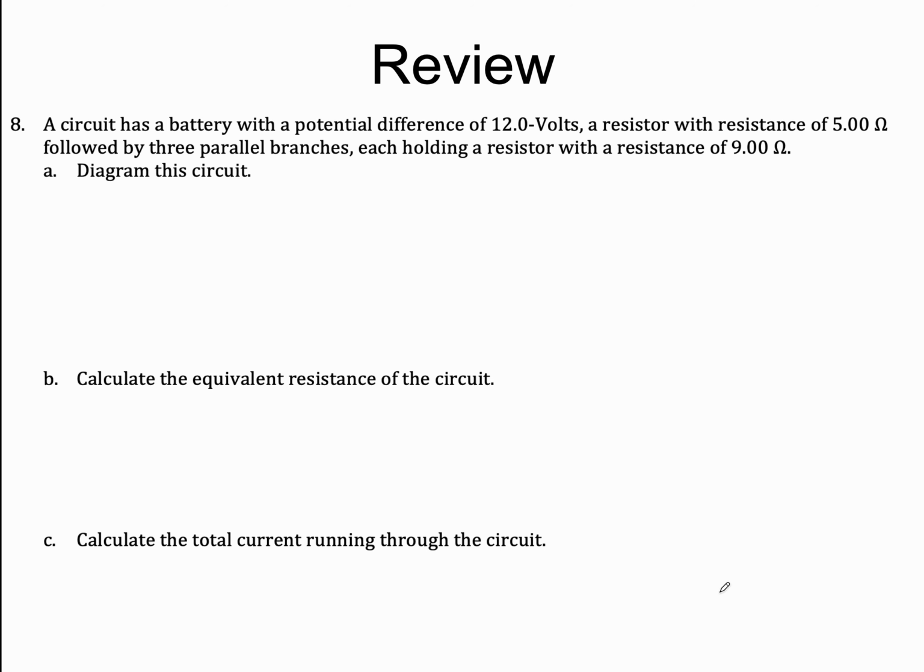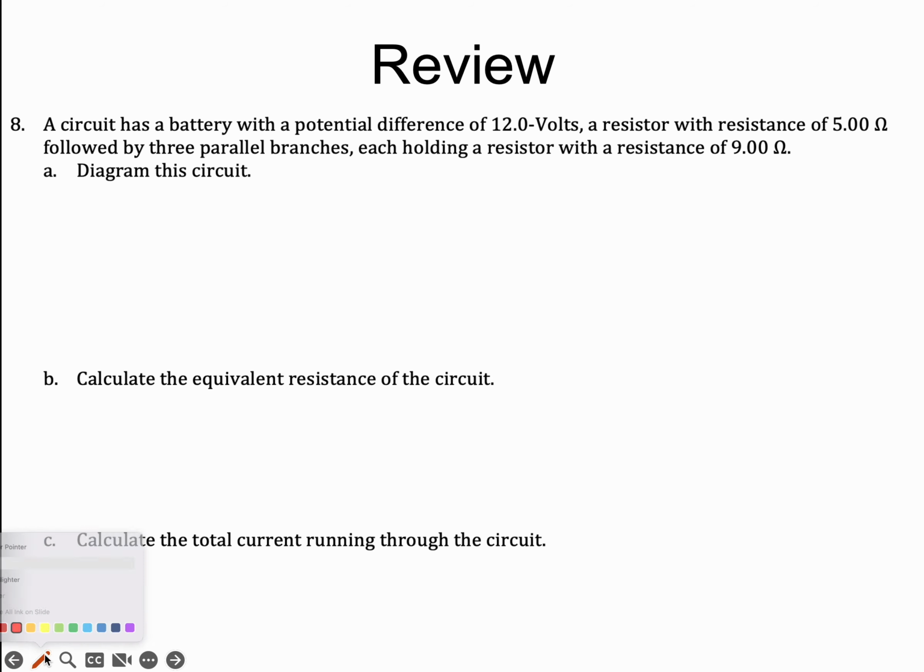A circuit has a battery with potential difference 12 volts, a resistor with a resistance of 5 ohms, followed by 3 parallel branches, each holding a resistor of resistance 9 ohms. Diagram this circuit, calculate the total equivalent resistance of the circuit, and calculate the total current. This is the one I want you to do as a table. Do you want to do A together as a class, though? Okay, let's do A together as a class.